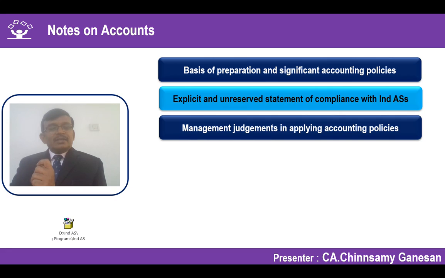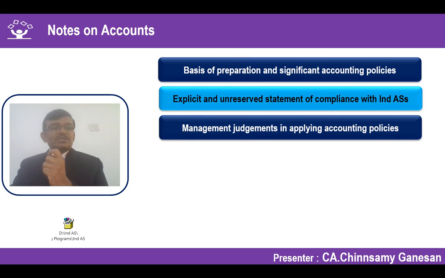Interestingly, IGAAP never wants you to talk about your management judgment. It expects that the user of the financial statement should understand that maybe management might have taken a judgment here. For example, I'm making a provision for doubtful debts. I'm making a provision for warranty. What is the judgment I have made? When I'm expecting a trade receivable to be doubtful, I make my judgment as management, but I never disclose those items because it's not mandatory under IGAAP. But here it is mandatory.